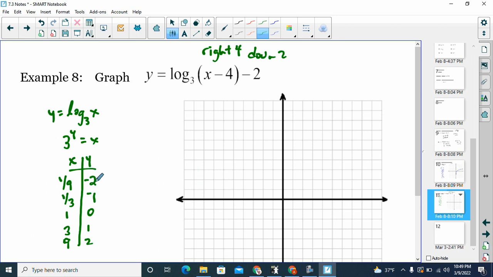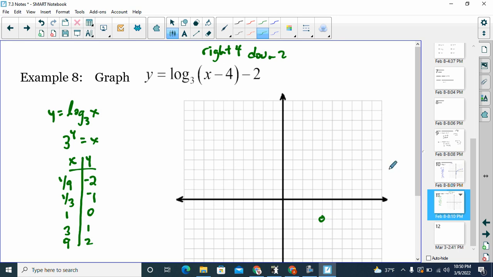And then even though we plugged things in for y and got the x's, this is still the point. X is 1/9, y is -2. A lot of times I see people plot -2, 1/9. I think because we plugged this in, we're reading that as the x. Don't forget to do your translation. We're going right 4, down 2.